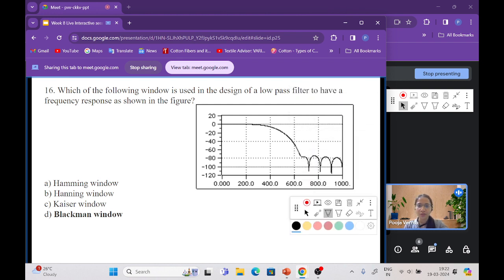Which of the following windows is used in the design of a low pass filter to have the frequency response shown in the figure? Option A, Hamming window, option B, Hanning window, option C, Kaiser window, and option D, Blackman window. If this type of question is given, you have to remember the frequency response of every window function. This frequency response is of a Blackman window, so option D is the correct answer. You just need to remember the frequency response of every window function for this type of question.